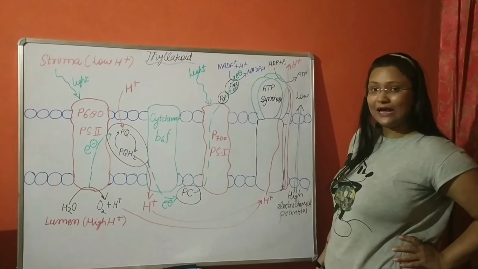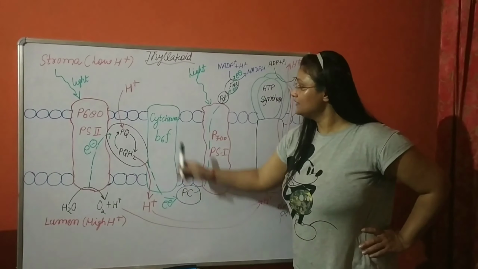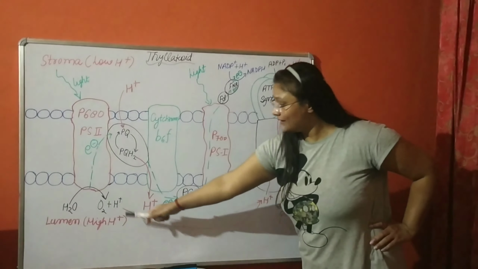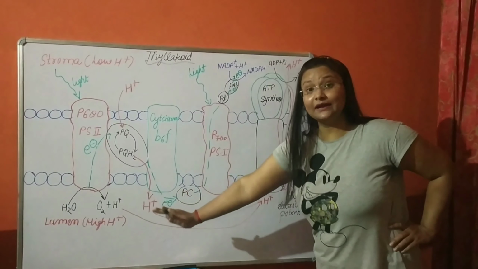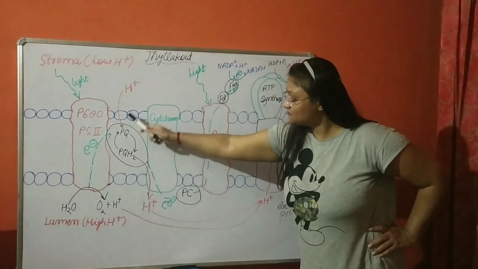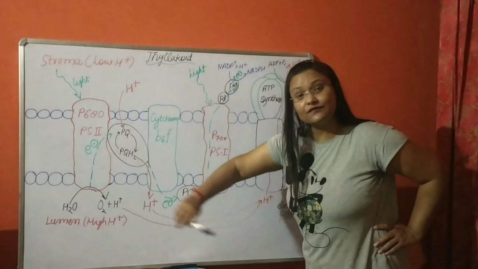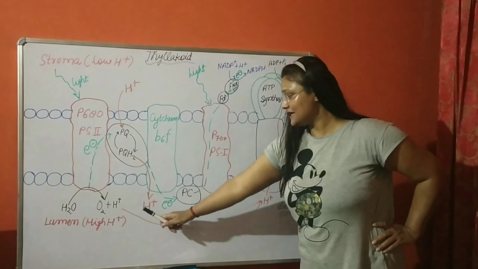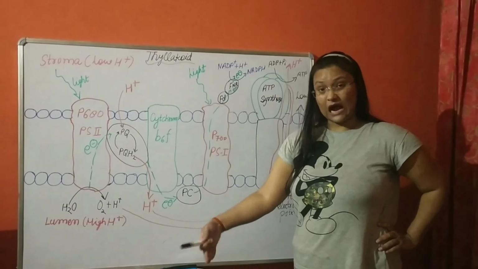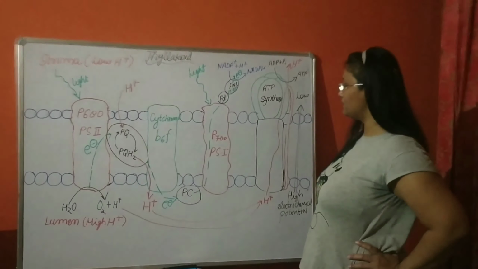Now, let us understand how H plus are pumped. Electron transport is also coupled with H plus pumping from stroma to lumen. Already the lumen has a high gradient of H plus because water splitting took place over here. Now H plus will further be pumped by cytochrome B6F from stroma to lumen. So it will get even more acidic, because more H plus ions means high acidity and low pH.